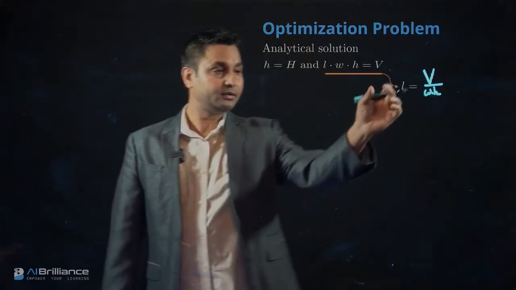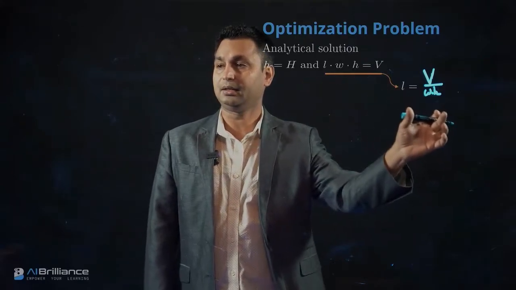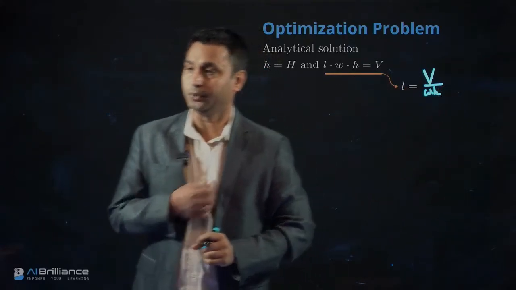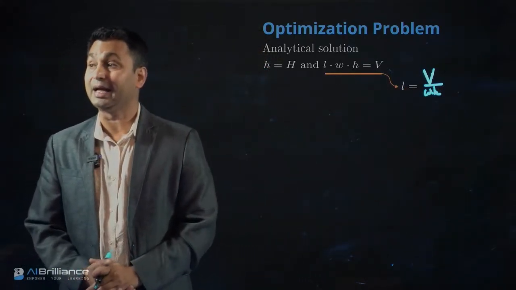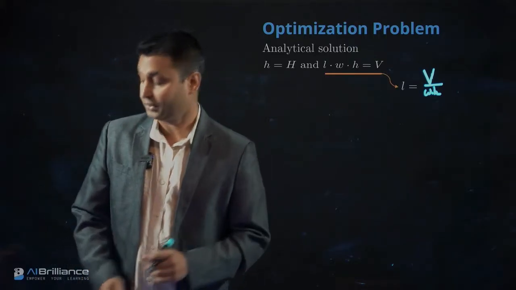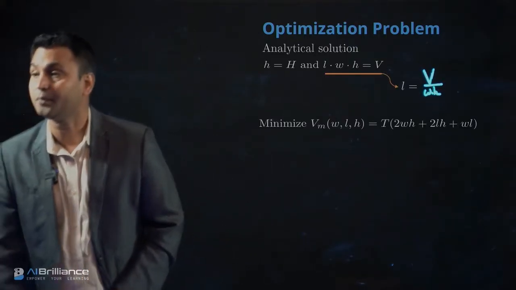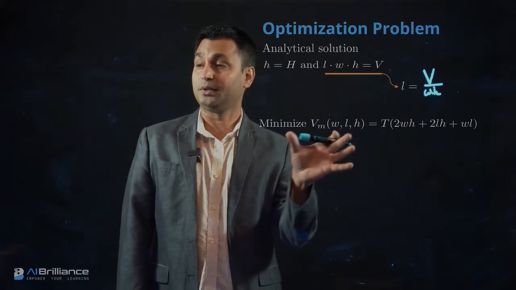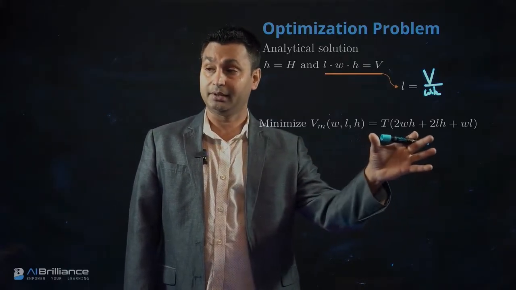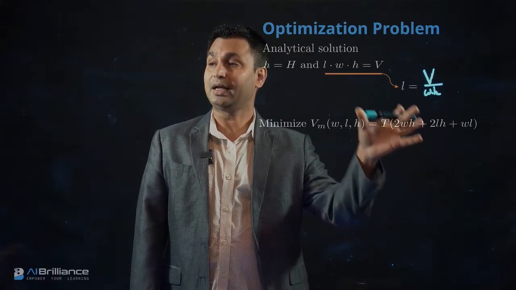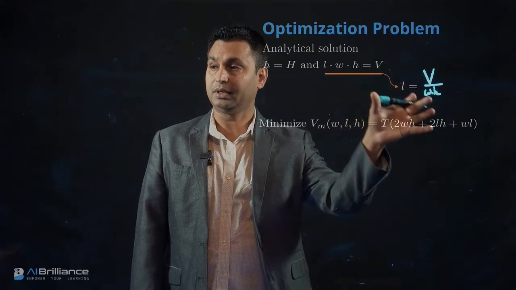So I can take this from this equation and write that L is equal to capital V divided by WH, and I can substitute that in my objective function. So now let's take what our objective was. Our objective was to minimize the material, the volume, which was given by this equation. I have done this substitution, and from here I have written this.